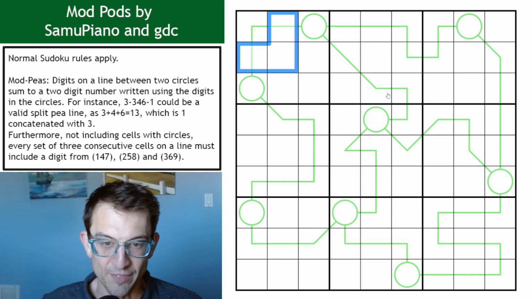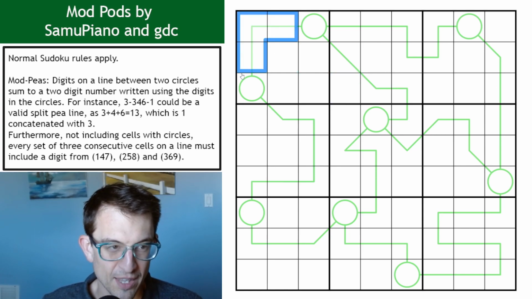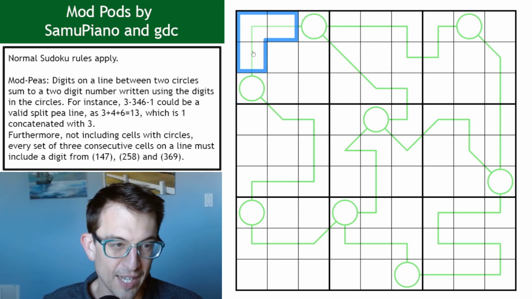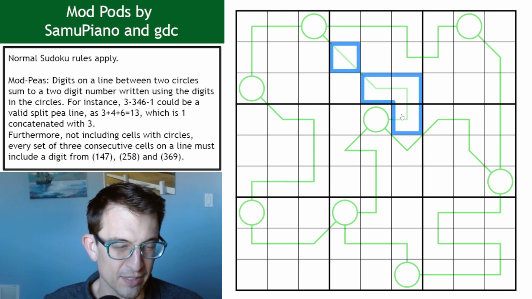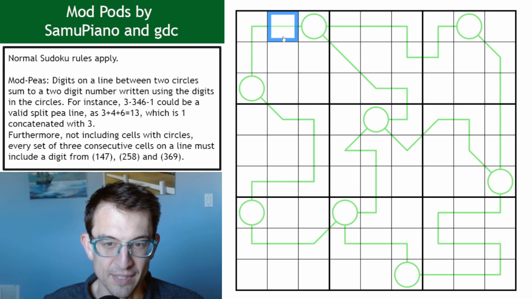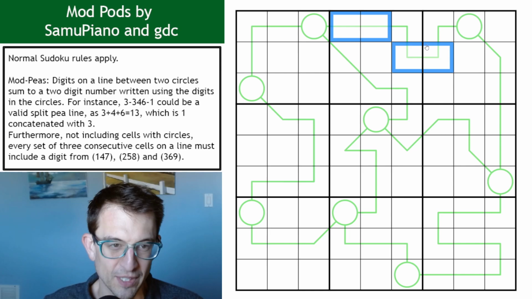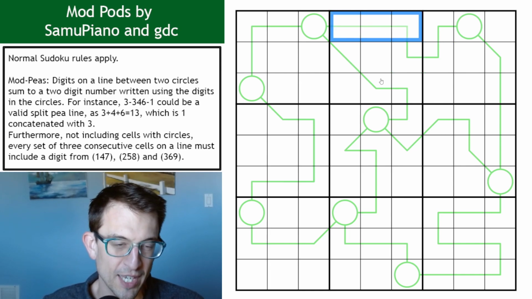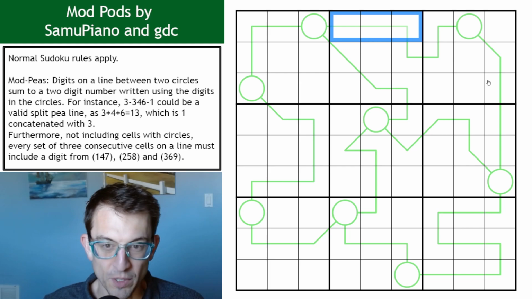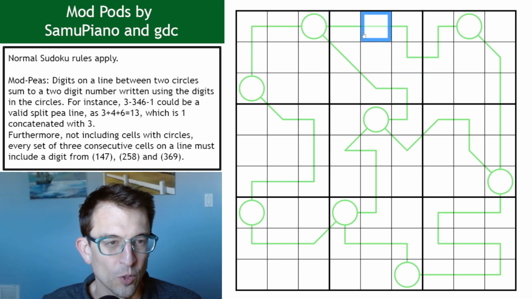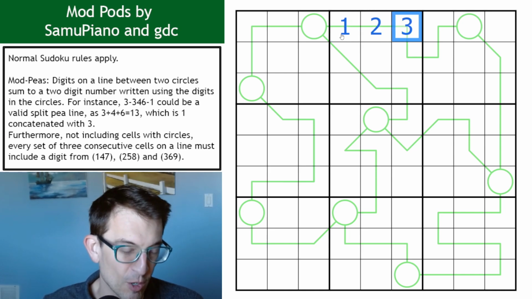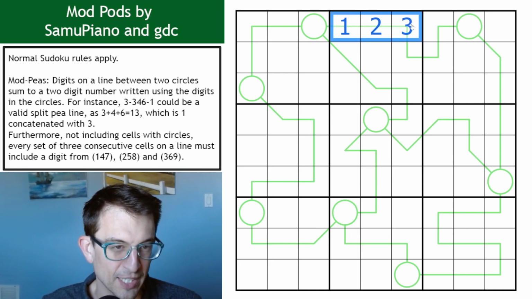Now, Mod Pods have an additional rule, which is that the lines, not the circles, so the circles don't matter here, the lines between the circles are all modular lines. And what a modular line means is that every length of 3 on a line, so let's do this one here as an example, this length of 3 on this line has 1 digit with a residue of 0 mod 3, 1 digit with a residue of 1, and 1 digit with a residue of 2. So you could do 1, 2, 3, that would be fine. And that would satisfy this group.